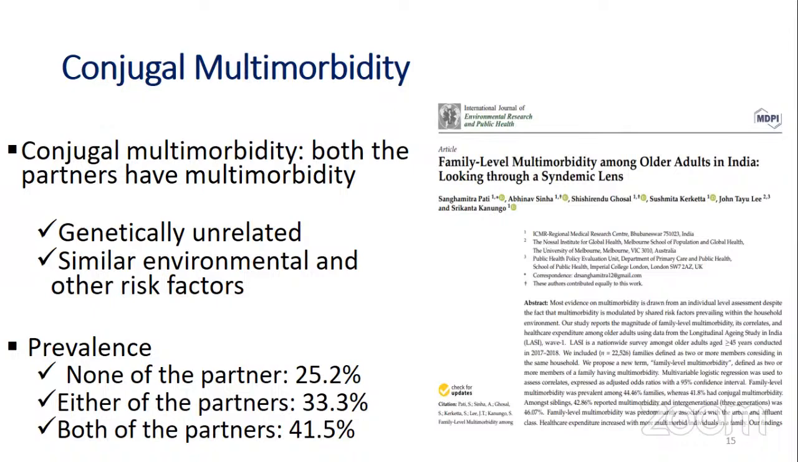So although these husband and wife or partners are genetically unrelated, they share similar environmental and other risk factors. So we observed that among 25.2% of the partners, neither had multimorbidity. Among 33.3%, one of the partners had multimorbidity, and among 41.5%, both of the partners had multimorbidity.